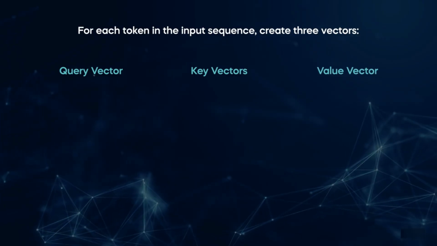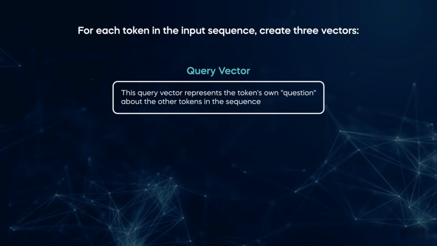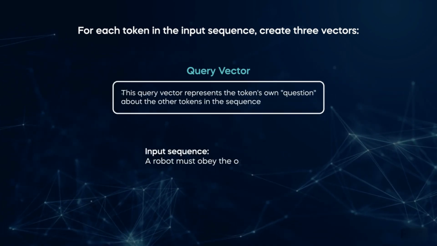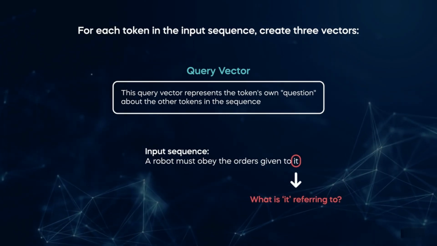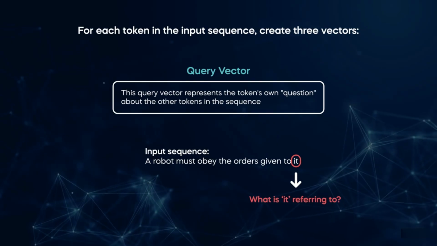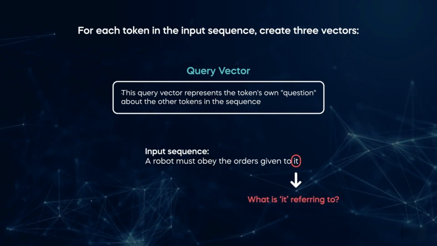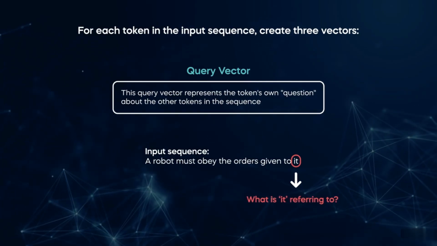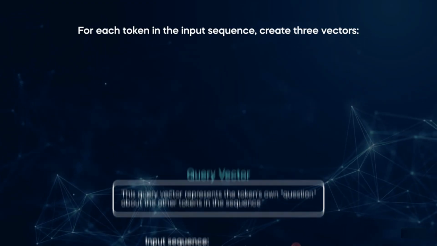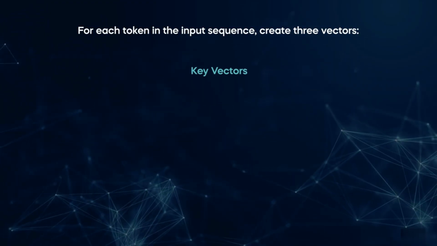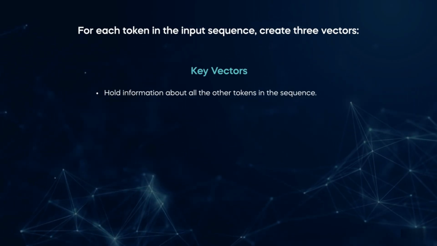For each token in the input sentence, a query vector is calculated. This query vector represents the token in question asking about the other tokens in the sentence. It's kind of like saying, how much should I pay attention to each of the other tokens? To put it simply, you can think of the query vector as the currently attended to token in the input sequence. The key vectors, on the other hand, hold information about all the other tokens in the sequence.